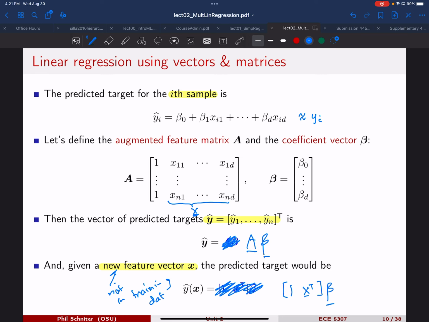I can do it this way. So I'm essentially creating what looks like one of these rows by taking the 1 and then appending on the right of it x transpose, which would be like the remainder of these. And then I can just multiply by beta, and that will give me a single scalar, which is my prediction of the target for that set of features x.